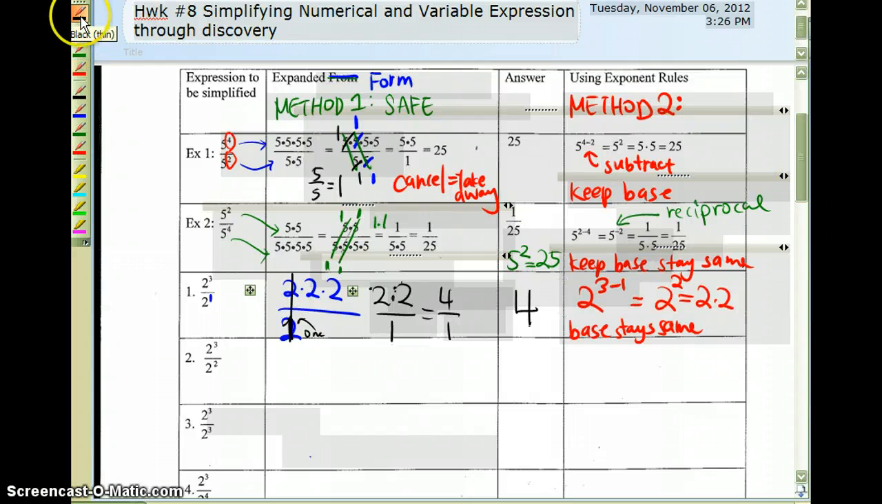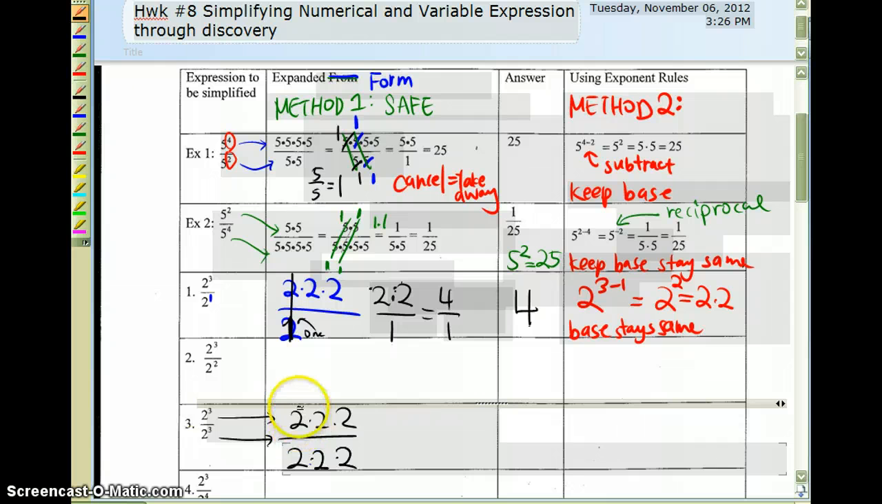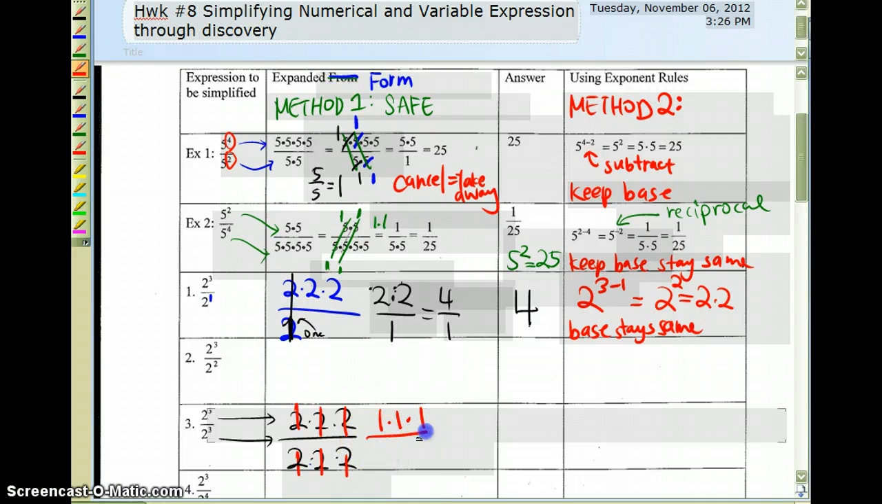For problem number 3, I'm going to expand out both the numerator and the denominator. I get 2 times 2 times 2. In my denominator, I get the same thing. I'm going to cross out, one by one, a 2 and a 2, which makes 1 and 1, 1 and 1, 1 and 1. So what I have in my numerator is 1 times 1 times 1. In my denominator, when I simplified, I have another 1 times 1 times 1. That simplifies to 1 over 1, which is really just the answer 1.